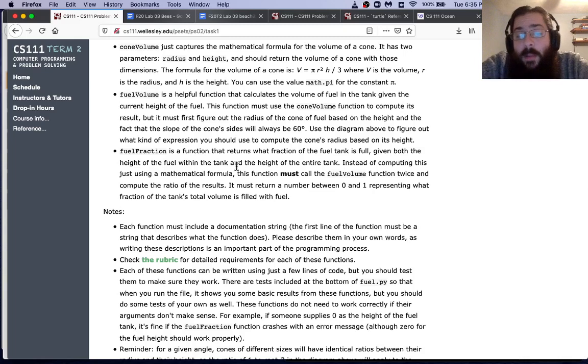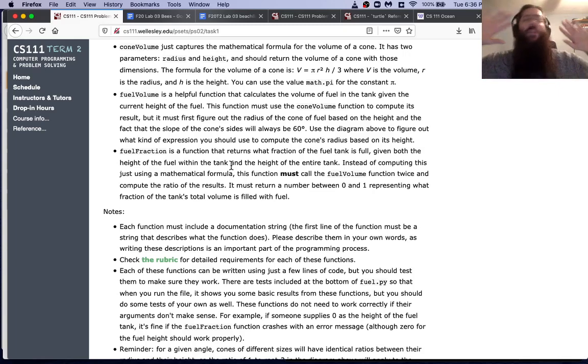And then another parameter for how high is the tank itself, right? So maybe we have a 10 centimeter tall tank and there's 7 centimeters of fuel in that tank. We don't really care about the units as long as they're the same. So two numbers, input, two parameters for fuel fraction. And the output of fuel fraction should be a number between 0 and 1, so a floating point number, representing what percentage or what fraction of the tank is full.